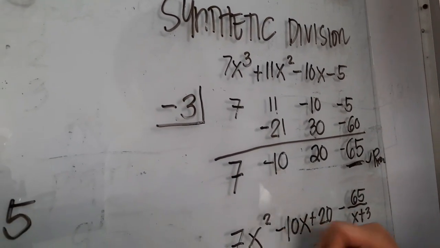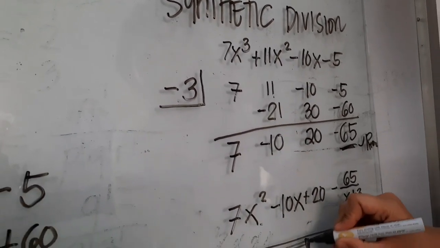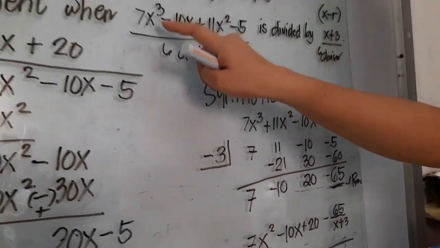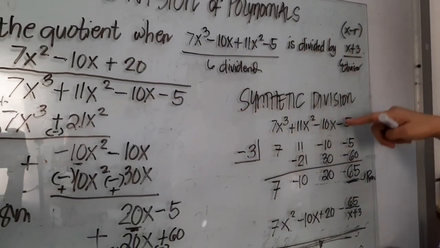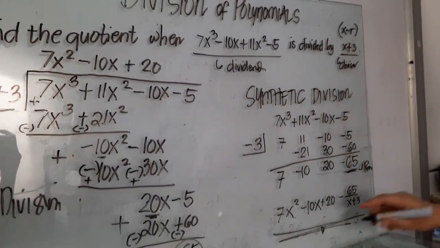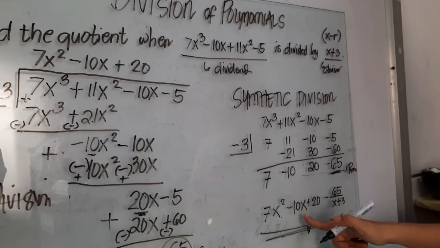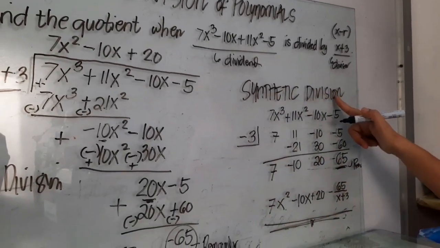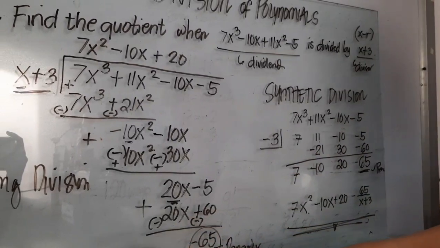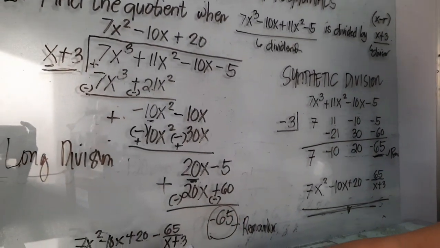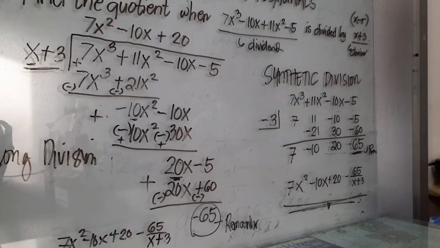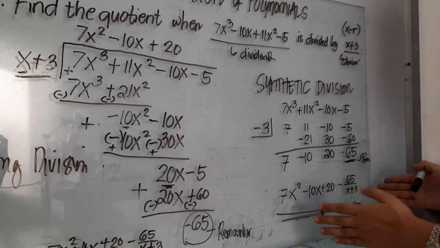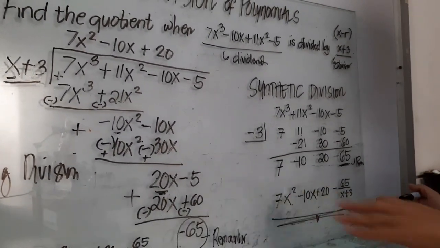And this is our answer when 7x cubed minus 10x plus 11x squared minus 5 is divided by x plus 3. Look at the quotient using synthetic division, and please look at the quotient when we are going to use long division. So, which do you prefer, guys? Synthetic na tabi? Long division na ta?